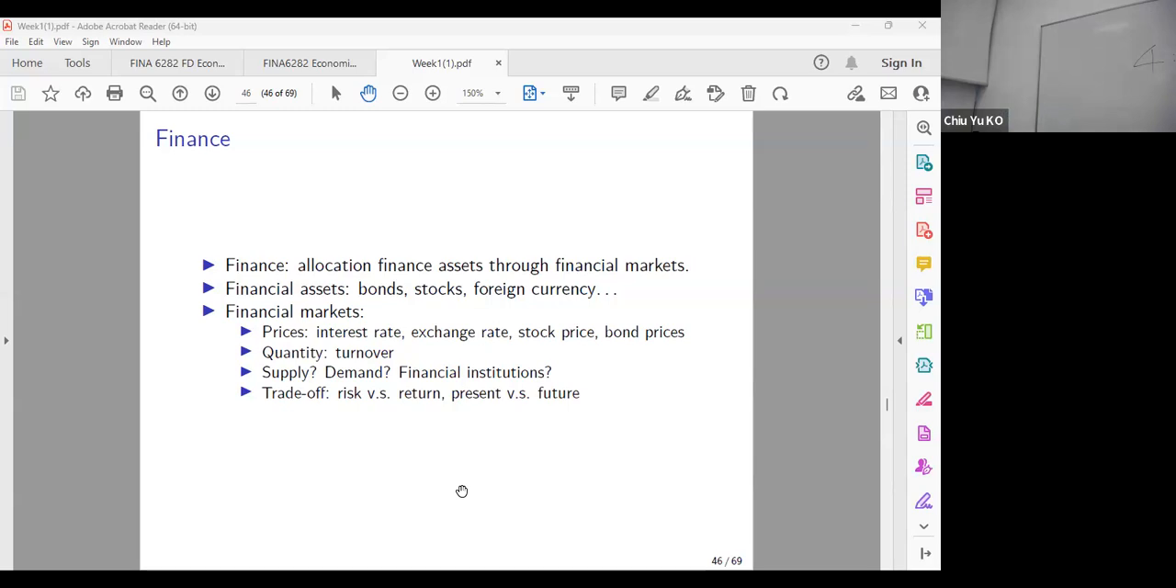So economics is about the allocation of resources. Yeah, that is the classical way of doing it.